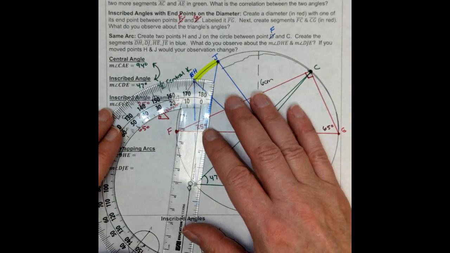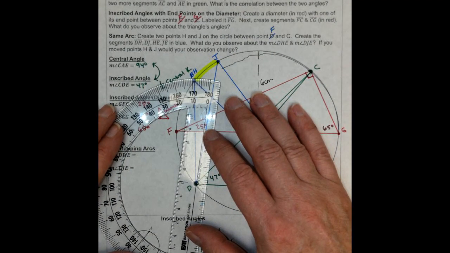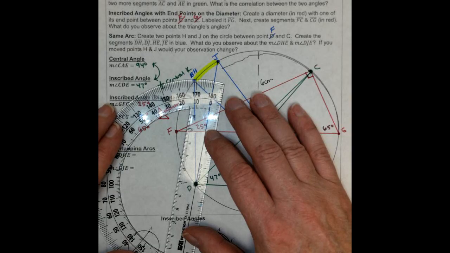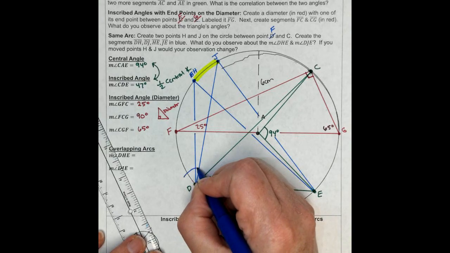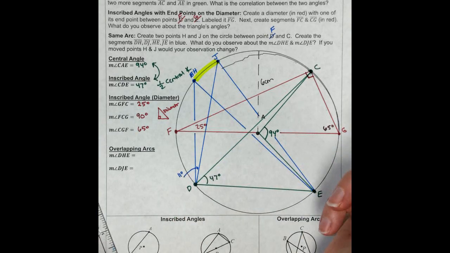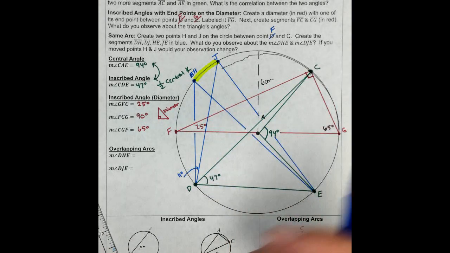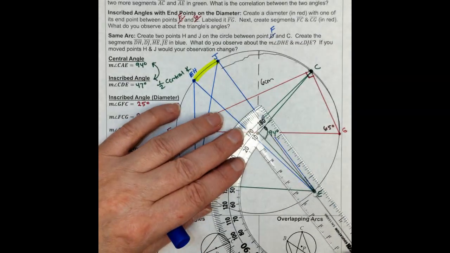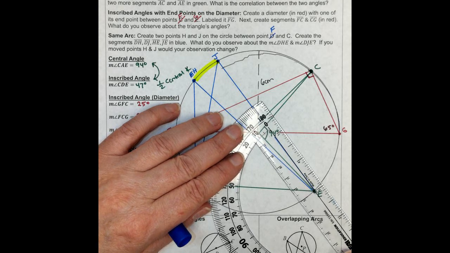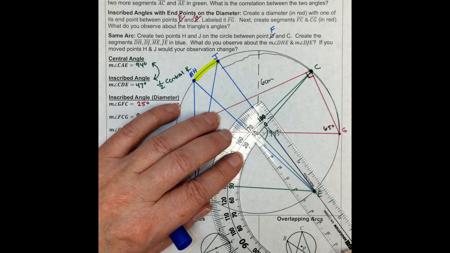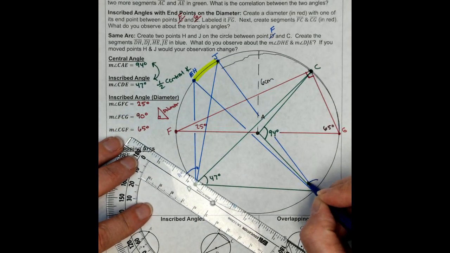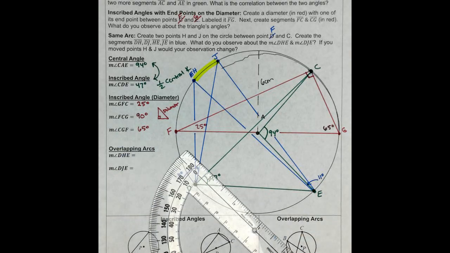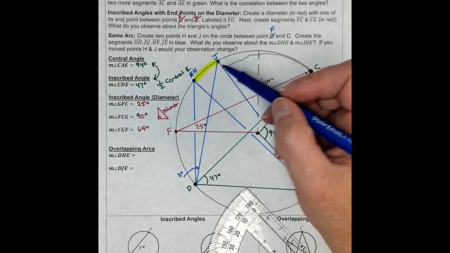So let's take a look at this guy. If I measure this, this guy is 11 degrees. So HDJ is 11 degrees. Let's take a look at this guy. Lo and behold, this guy is also 11 degrees. Which should make sense because we're using the same arc.